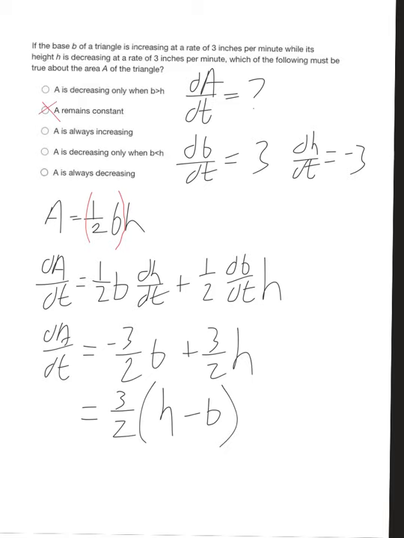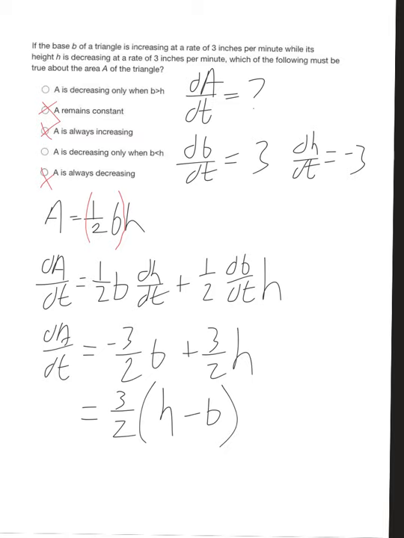A is always increasing? Well, again, dA/dt is not always going to be positive. It's going to depend on the relationship between h and b. So it's not always increasing. It's not always decreasing. So which is it here?